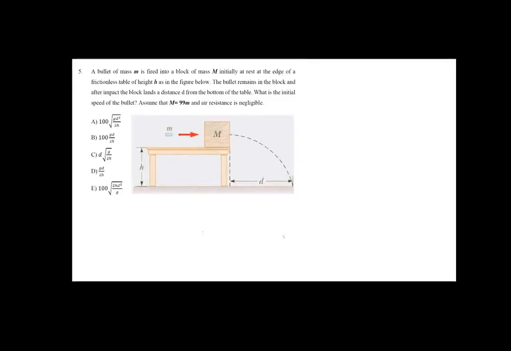So in this problem, a bullet of mass m is fired into a block of mass big M. So I have the mass of the bullet, small m, and the mass of the block is big M, which is initially at rest. So this one has a speed at the beginning of 0, while the bullet is moving at a certain speed. Let's call the speed of the bullet VB, okay?